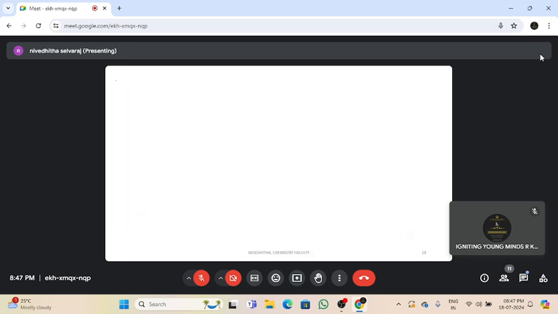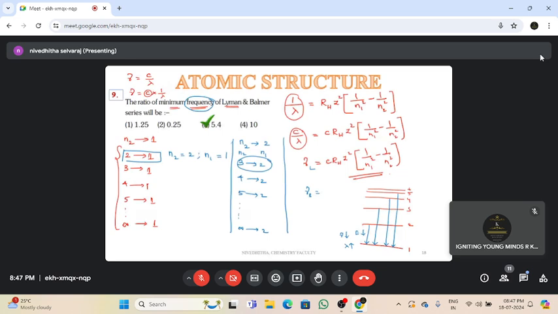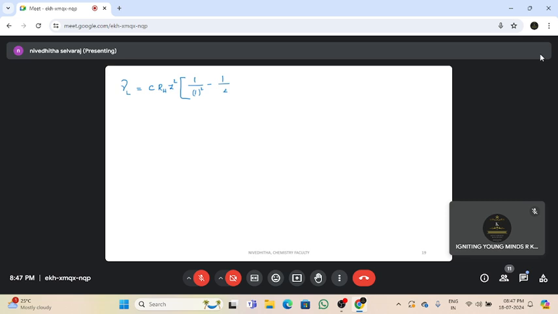So what is the formula? So seems to be option C, we'll see. Frequency of Lyman series is equal to C into Rydberg constant into atomic number into 1 by n1 square minus 1 by n2 square. So according to Lyman series, what is the value of n1? It is 1. Minus, what is the value of n2? It is 2. So 2 square is 4, right?